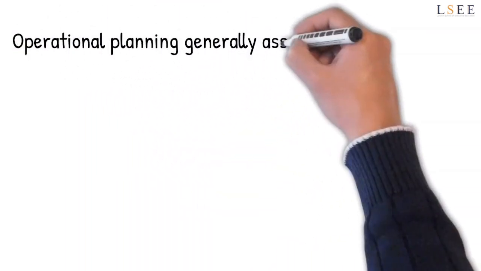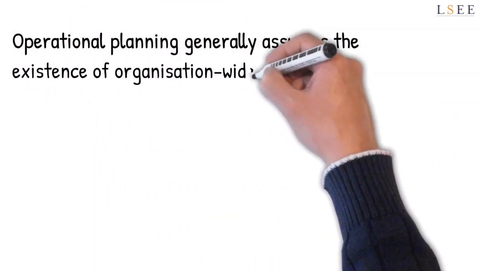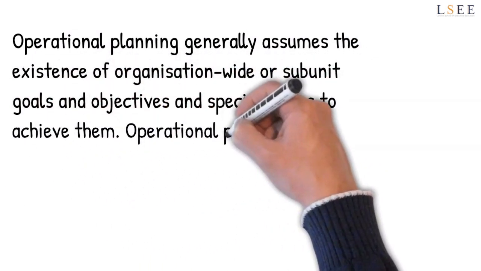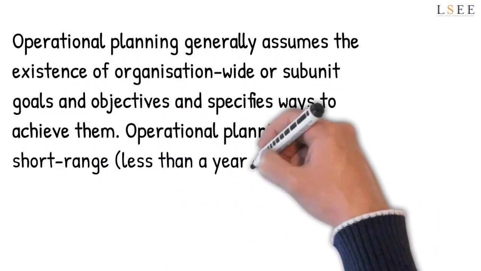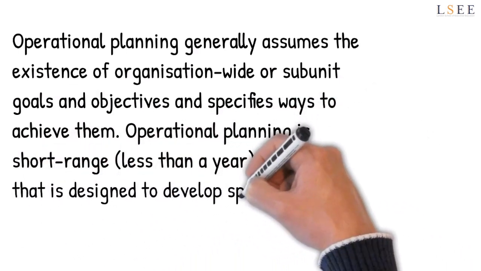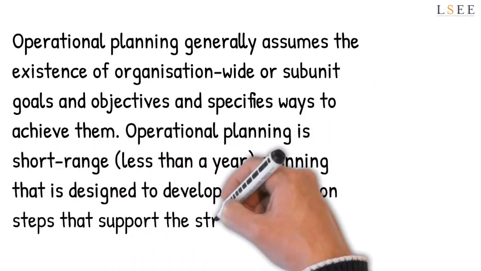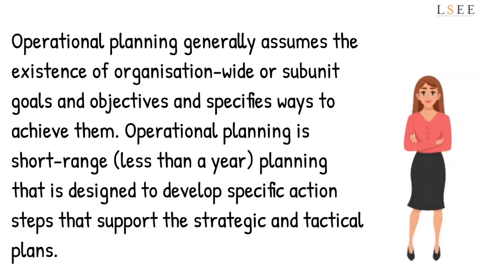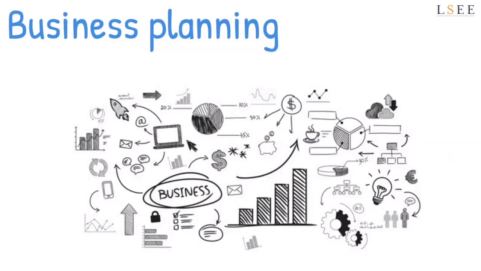Operational planning generally assumes the existence of organization-wide or subunit goals and objectives and specifies ways to achieve them. Operational planning is short-range, less than a year, planning that is designed to develop specific action steps that support the strategic and tactical plans.